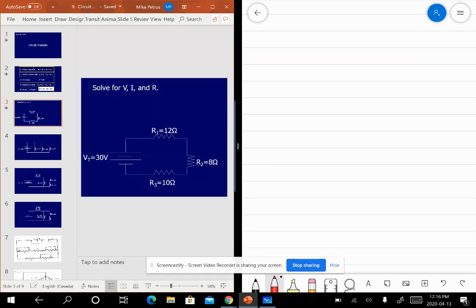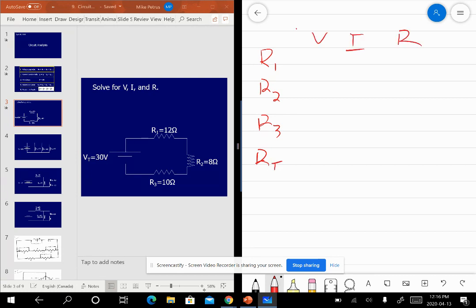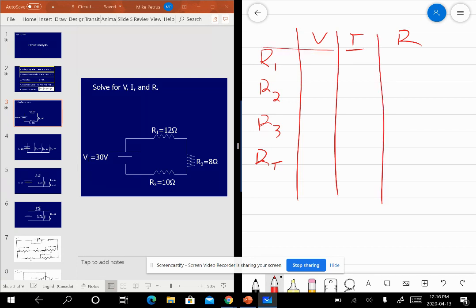My first circuit is just a simple series circuit. The voltage at the source is 30 volts, and the 3 resistances are 12, 8, and 10 ohms. The way that I solve this is I go R1, R2, R3, and RT. We have to find the voltage, the current, and the resistance through each of those components, and we express our solution in a table like this.